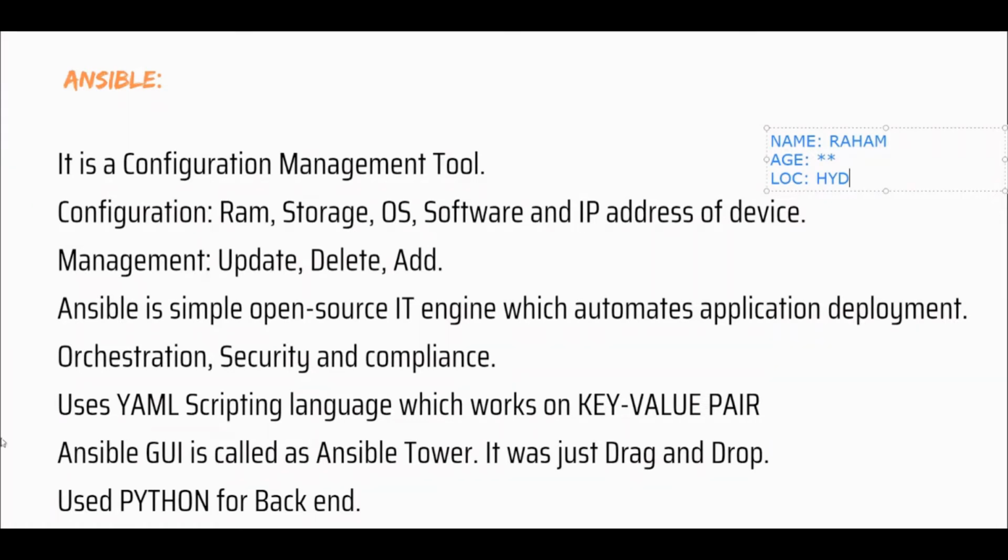That is Ansible's main work. And to work on Ansible, which thing do we need to learn? YAML. We need to learn YAML. YAML works on what type of working? Key value pairs. A key value pair is also called a dictionary. And what is the name of the Ansible GUI, guys? Ansible Tower is the name of the Ansible graphical user interface. The working is always drag and drop only.